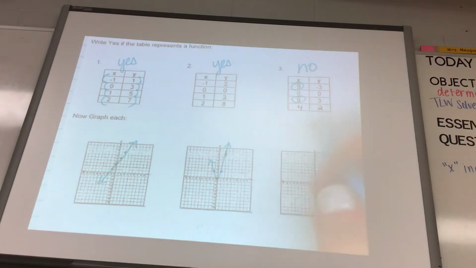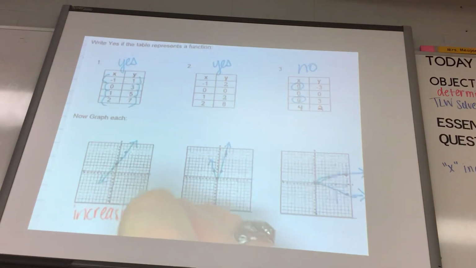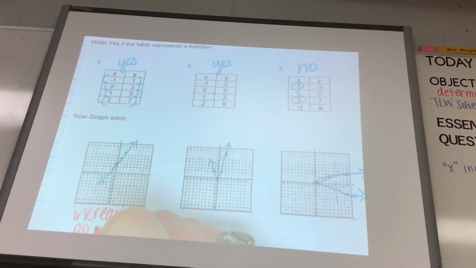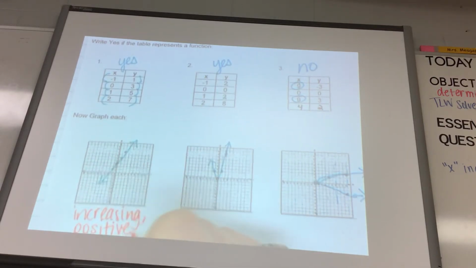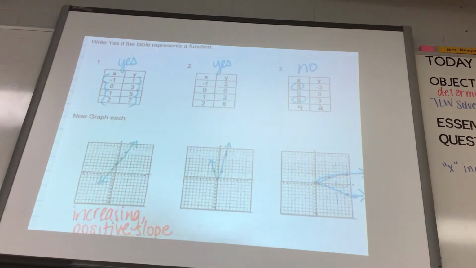So let's describe what's going on in those lines. Let's go back to this first one. It's a line that is increasing. Positive slope. Remember our slope dude? And we're going to introduce a new term here. It is called linear. What word do you see within the word linear? Line.